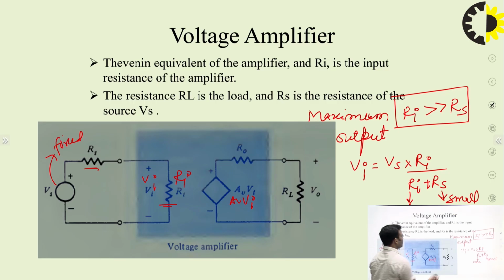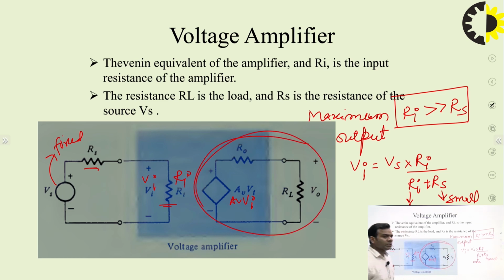Now let us concentrate on this output side also. Once you have maximized the value of Vi, with the help of this Ri, which should be much greater than Rs, then once Vi is fixed, that means AV Vi is fixed. Once this value is fixed, then we will see what should be the condition to get maximum output voltage.